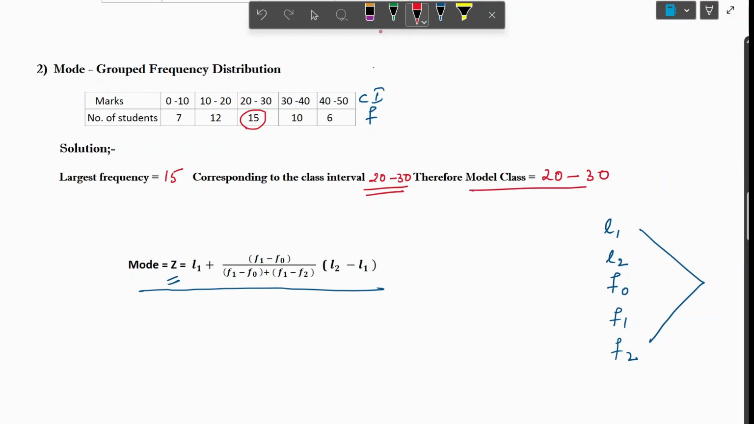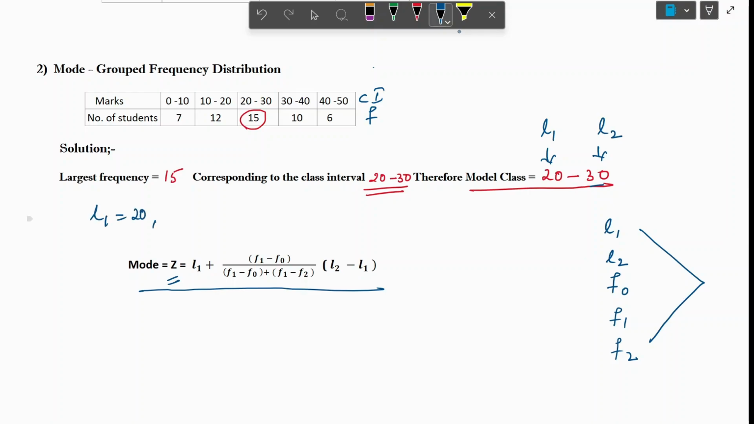What is it called? Model class. Now in this model class, the lower limit is called L1 and the upper limit, that is 30, is denoted by L2. L1 is the lower limit and L2 is the upper limit. So once you have written the model class, you can write L1 equal to 20 and L2 equal to 30.